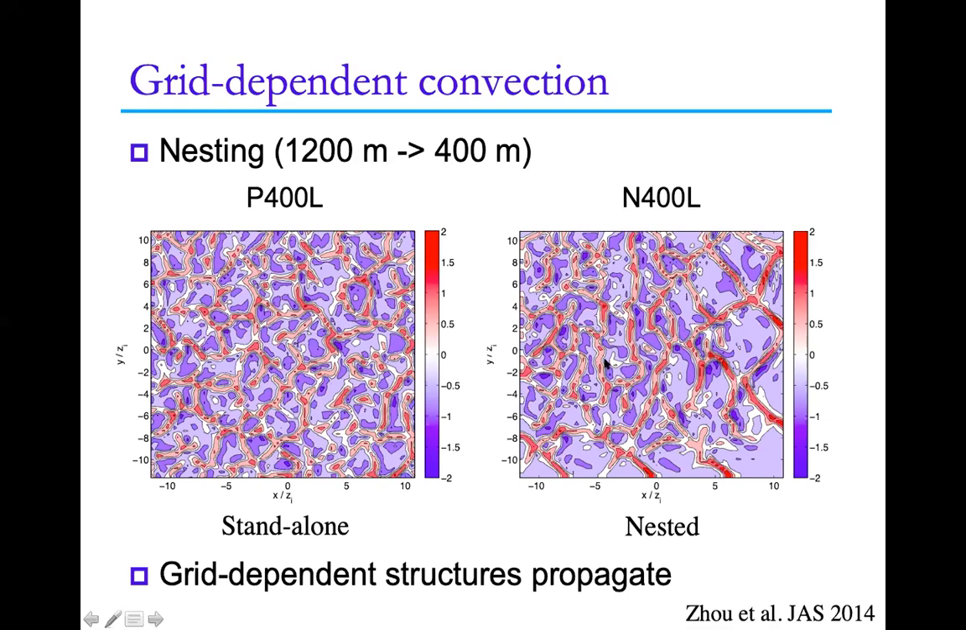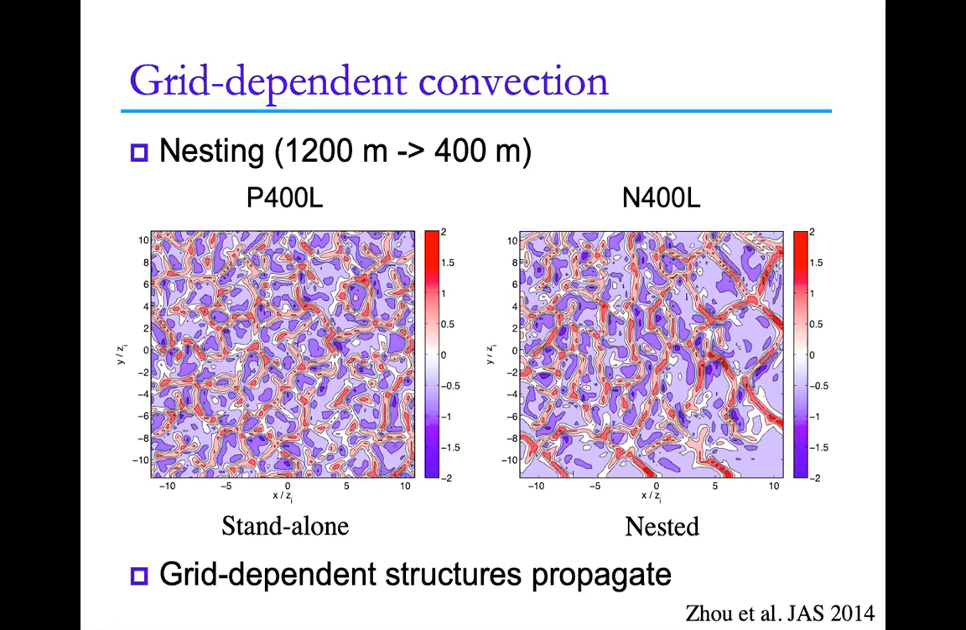So the idea here is that when you're using nesting, the larger scale features, and they may not be actual real features, they're features that are grid dependent, those are being translated and input into that finer domain. So what do we do about this?